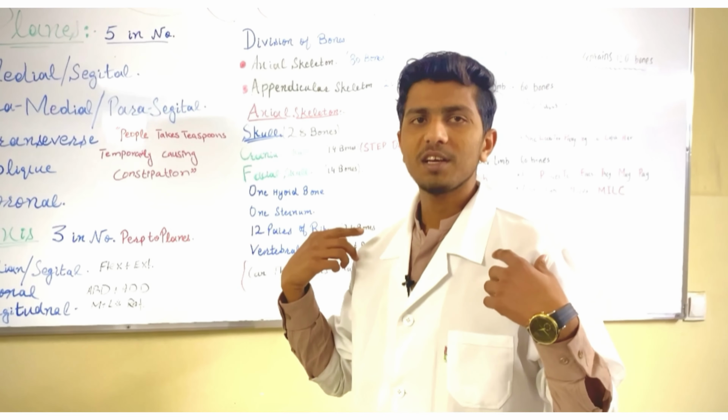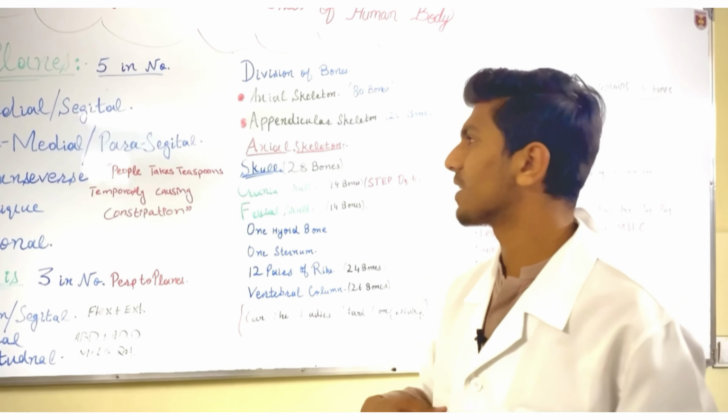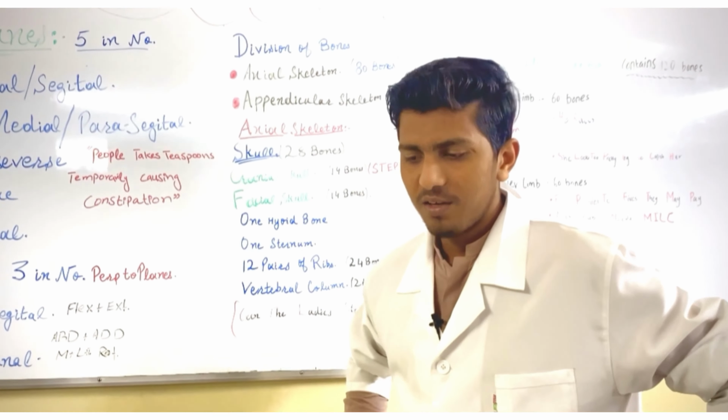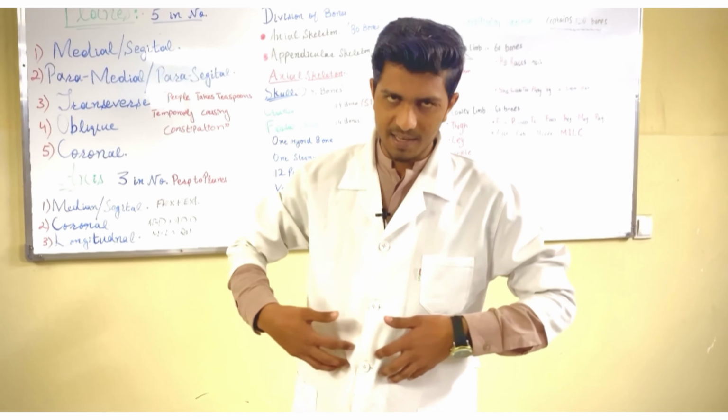And the shoulder girdle's only function is that it connects the upper limb with our skeleton. And the pelvic girdle, containing 2 hip bones, connects our lower limb with the axial skeleton.